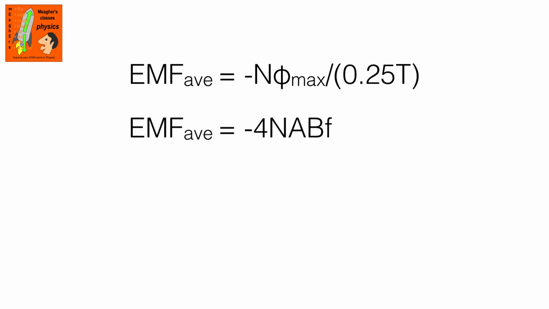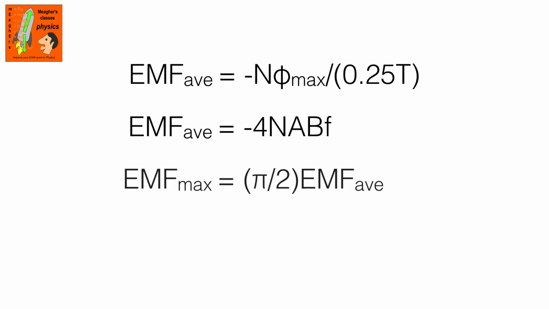Now I've reduced the equation there from the maximum flux divided by 1/4 of a period to 4 times the maximum flux, AB, times the frequency, because frequency and period are inversely related, and 1/4 of the period will come up as 4 times the frequency. Now if we want to see how that average EMF relates to the maximum EMF, the mathematical relationship actually comes out to be that the maximum EMF is equivalent to pi on 2 times the average EMF.